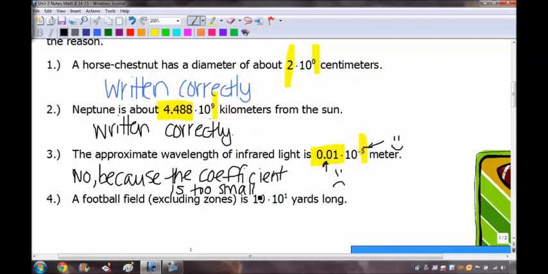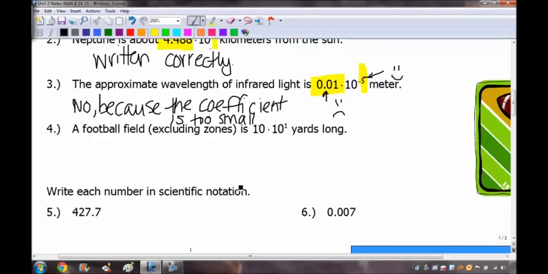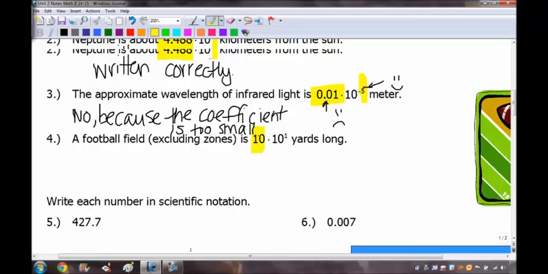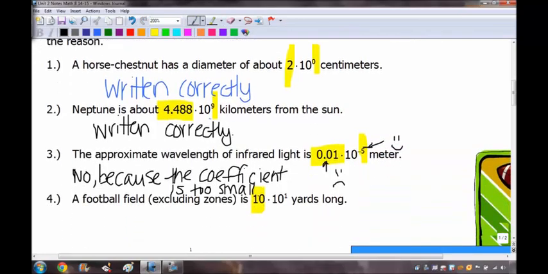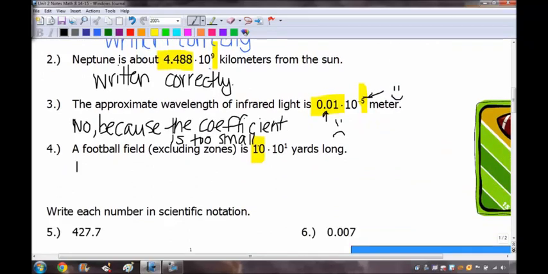All right, and then lastly, let's look at number 4. A football field, excluding end zones, is 10 times 10 to the 1st yards long. So we have to look at our coefficient. Now, this right here, the coefficient is 10. But if you look right here, what it says here, this number means that a cannot be equal to 10. Remember this right here? You can't have 10 as the actual value. So this right here, it doesn't work because the coefficient is too large.